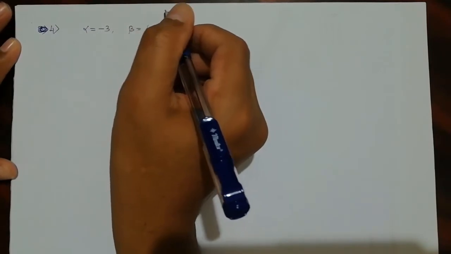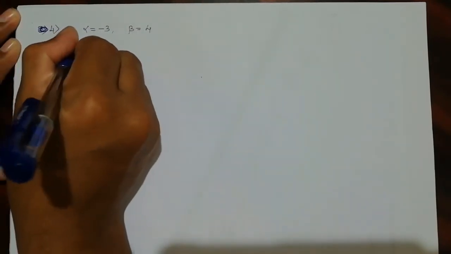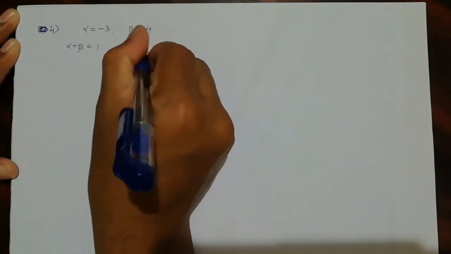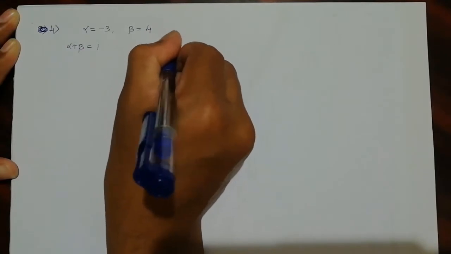Now I'm going to solve this one. The data he has given is the zeros, minus 3 and 4. So I'm going to write alpha is equal to minus 3 and beta is equal to 4. Now I'm going to calculate the sum of zeros: alpha plus beta is equal to minus 3 plus 4, which gives 1. And alpha into beta gives minus 12.